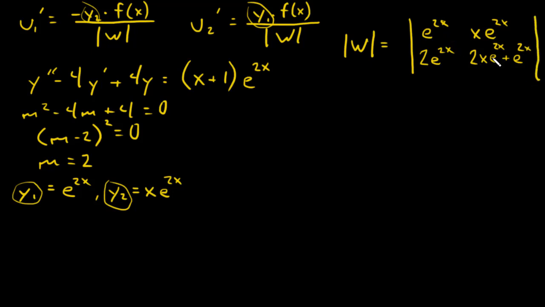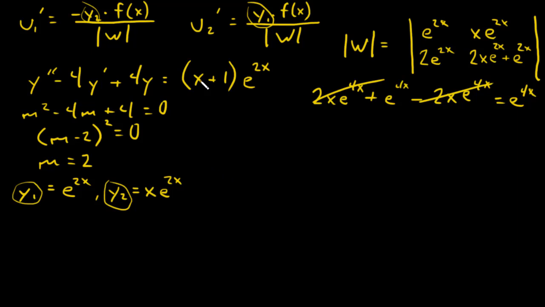Alrighty, so now this determinant. When I multiply this times this, I'm going to wind up with 2x e^(4x) plus e^(4x), minus 2x e^(4x). These two cancel, and I'm left with the Wronskian equal to e^(4x). Okay, so that's my Wronskian. Now I can build my u1 prime and u2 prime.